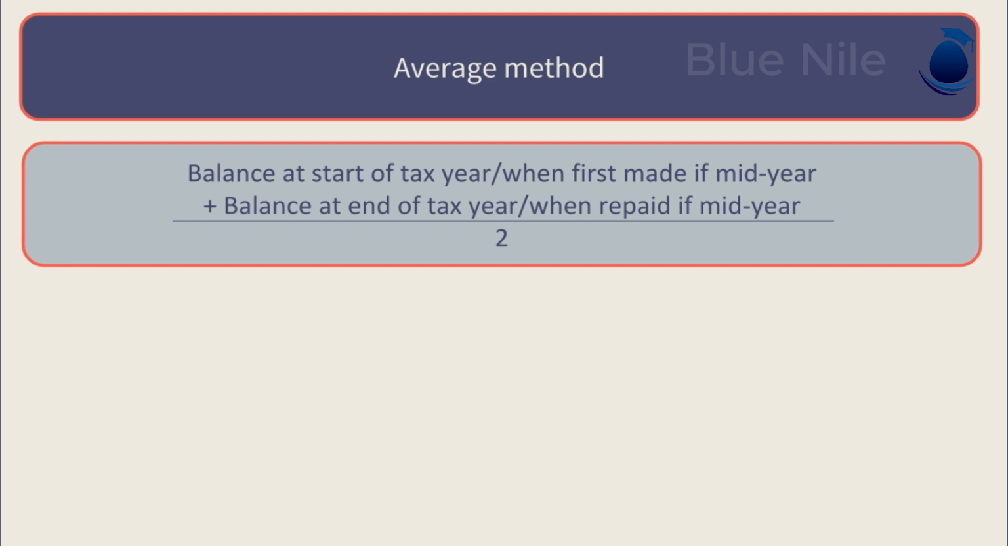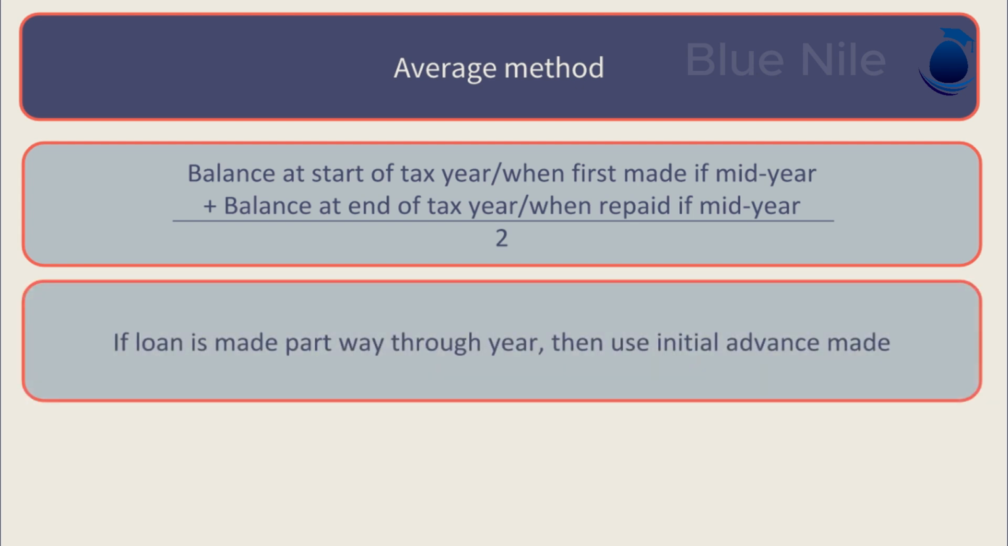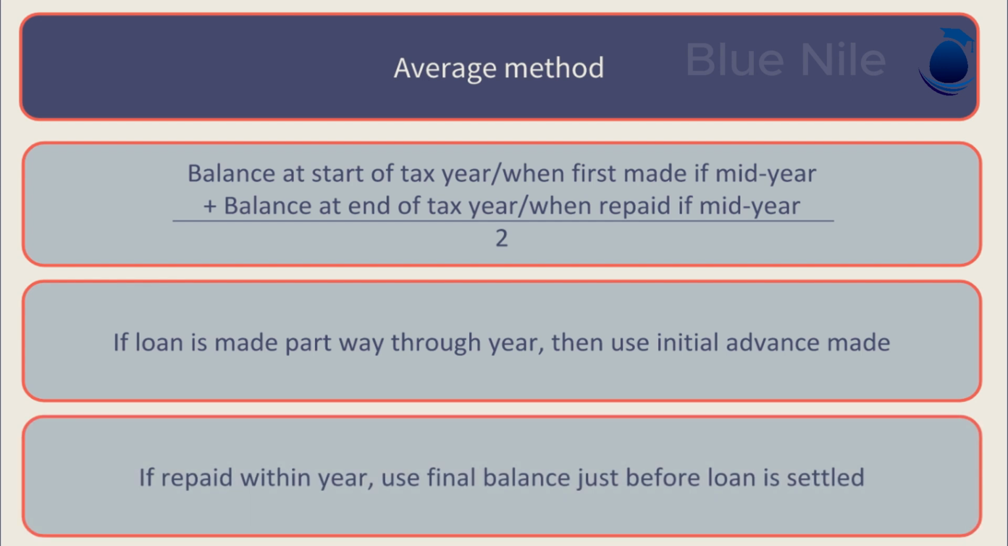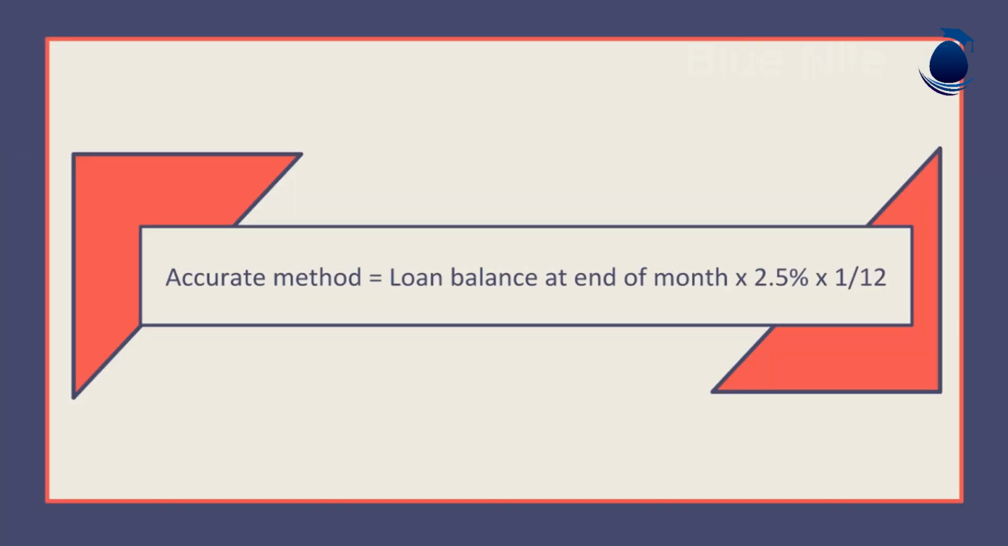Note that if the loan is made to the employee part of the way through the year, we don't use an opening balance of nil, but instead the initial advance made, and similarly, if it's repaid within the year, we take the final balance just before the loan settled and not a balance of nil. The other method for calculating the loan balance is the accurate method, which is more similar in nature to how a normal financial lender would calculate interest charges. For this method, we calculate the balance of the loan at the end of each month and charge interest at a monthly equivalent rate for that month.